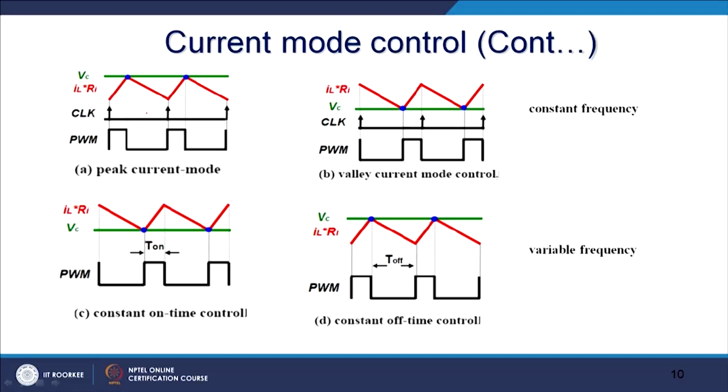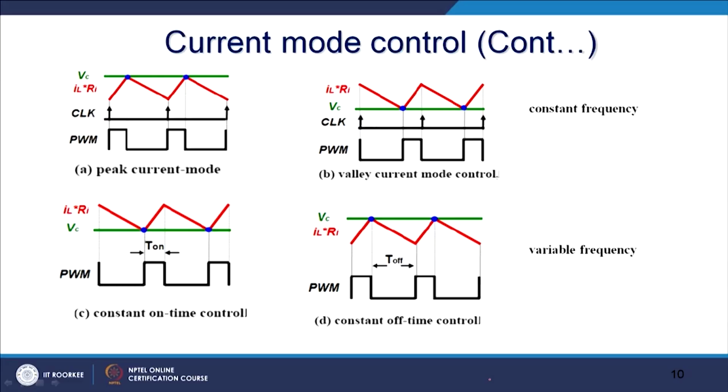This is constant on-time control, where the frequency will change, but the value of T on will be constant, and this is the constant frequency control. In this case, the values of T on and T off will vary, but the frequency will be the same, and similarly you can have constant off-time control.